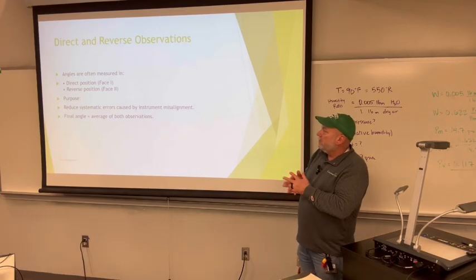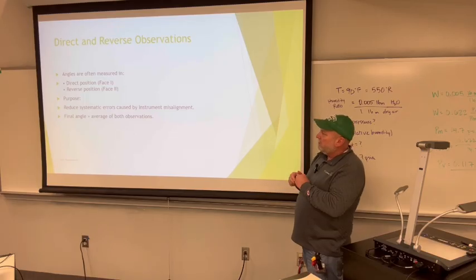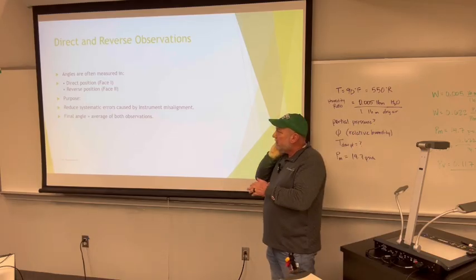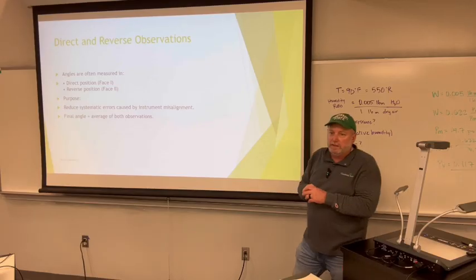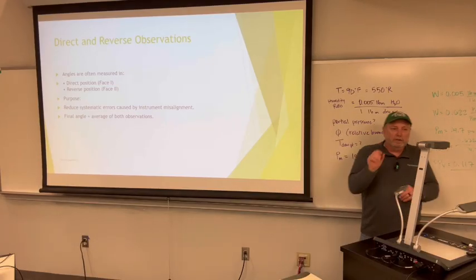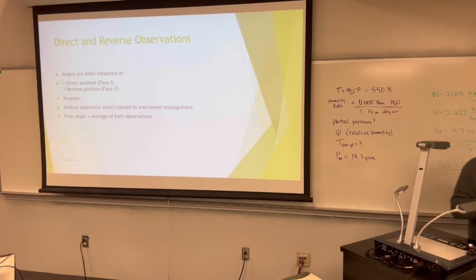What this does is reduce systematic errors caused by instrument misalignment. The final angle is averaged from both of those observations. So you could be off just a skosh, and you take the average to get in the middle. Kind of a compensating error thing.